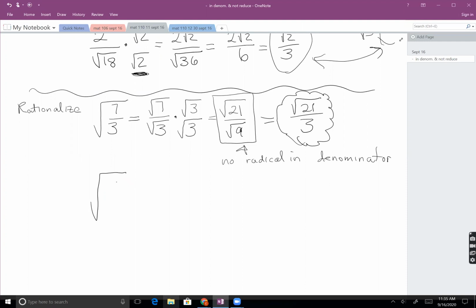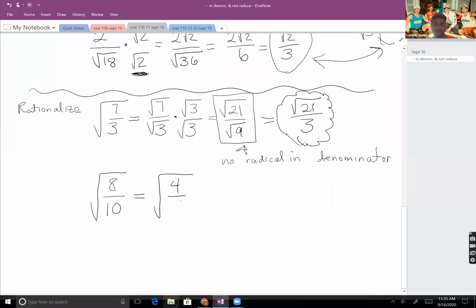8. So let's say we have the square root of 8 over, oh, you know what? Let's make this one fun. Let's say we've got the square root of 8 over the square root of 10. Before I do anything else, does anybody see anything with that fraction? They're not perfect squares. Neither 10 nor 8 is a perfect square. Can't I reduce that fraction? Yeah, it's 4 over 5.